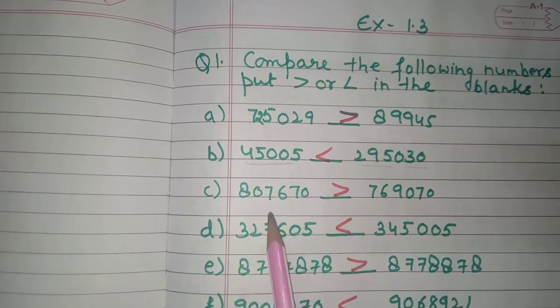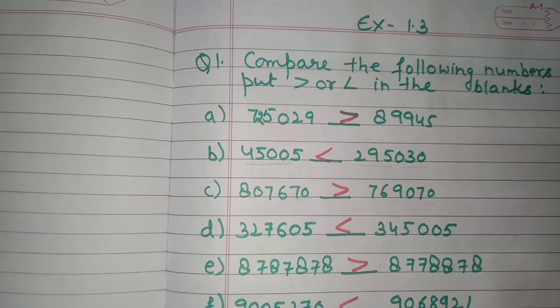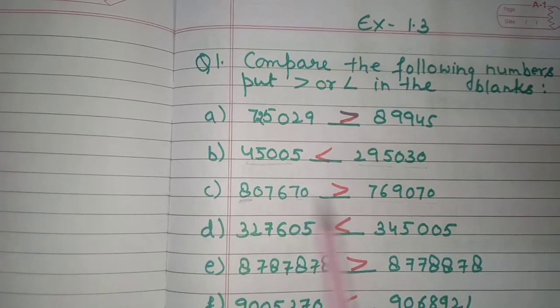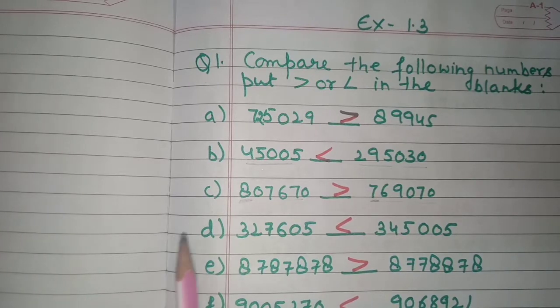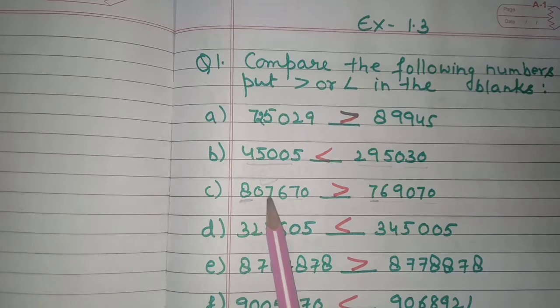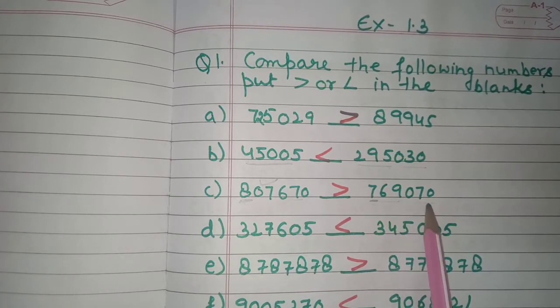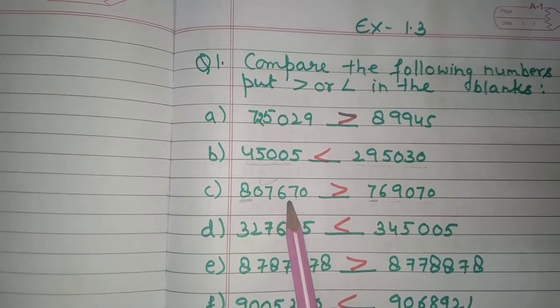Now part C, here we have 6 digits and here also we have 6. So the number of digits are same. So we will compare the first digit. So which number is having the greater digit? This one. It means this is greater. That is 8,07,670 and this is 7,69,070. So obviously this one is greater.